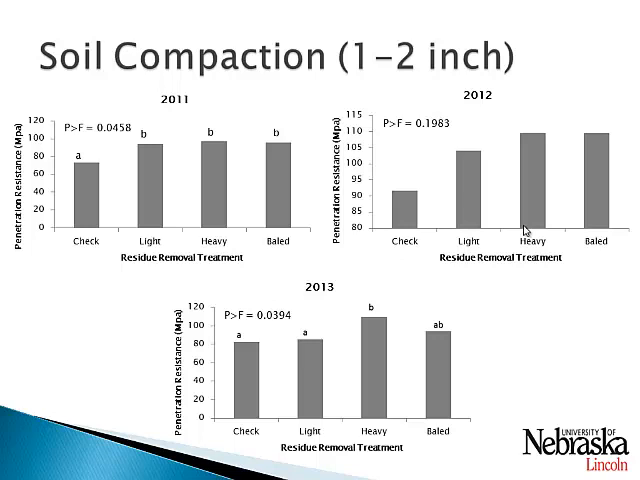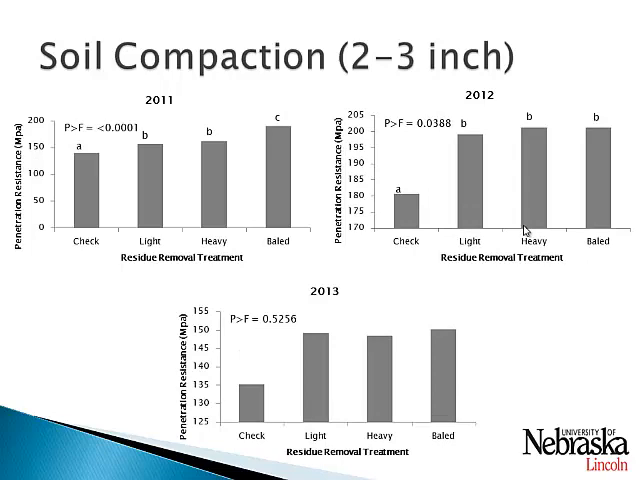In 2011, again, we see the check is lower than the light, heavy, and baled. Same basic trend in 2012, but again, no significant differences statistically. And then in 2013, really only the heavy treatment has any differences, and it's just different than the check and the light. So again, no consistent results as to what's happening in terms of soil compaction across grazed and baling treatments.